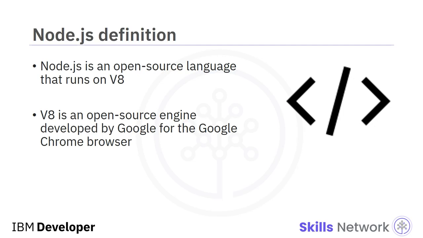Node.js is an open-source language that runs on V8. Being open source means that Node.js can run on Linux, Windows, and Mac OS X. V8 is an open source engine that was developed by Google for the Google Chrome browser.